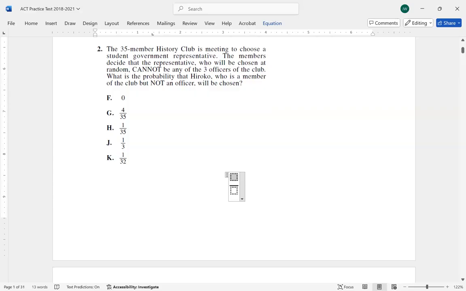What we do is we take a fraction, the total number of outcomes that we choose Hiroko, there's only one choice for that, over, since there's 35 members, but 3 of them are officers who cannot be chosen, that's going to be over 32. So that is the probability that Hiroko will be chosen. He is one member out of the 32 they're choosing from at random. And so the answer to question number 2 is K, 1 over 32.